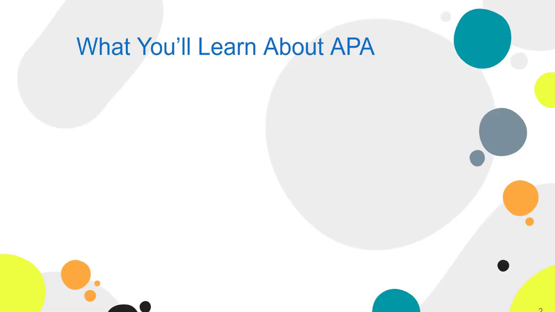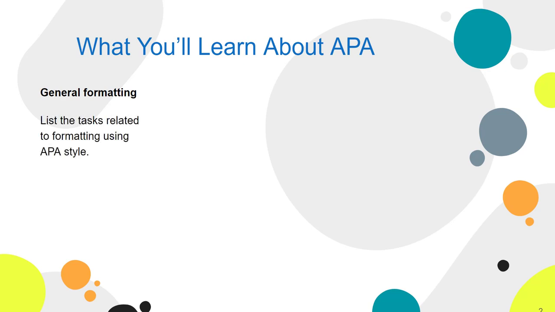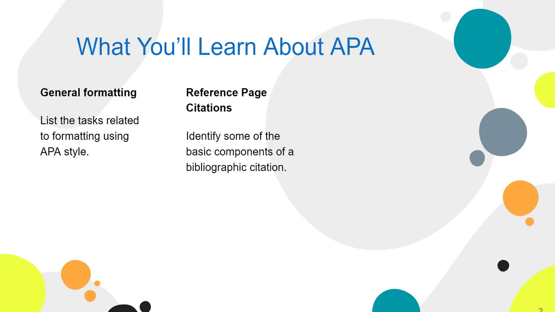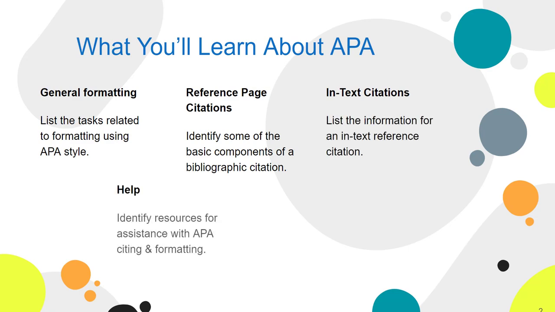In this workshop, you are challenged to learn the common tasks related to formatting using APA style, identify basic components of a bibliographic citation, list the information for in-text citations, and identify resources for assistance.